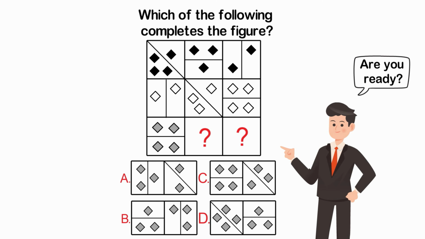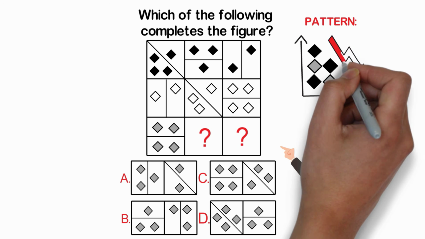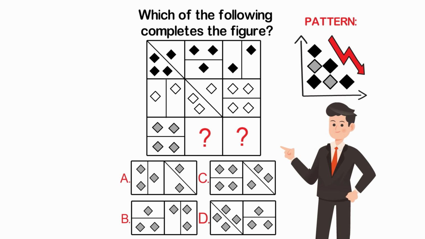As I mentioned, the answer to this question is very simple. The pattern is represented in each row by decreasing number of diamonds. Let's look at the top row. You see that the top left square contains 4 black diamonds. The middle square in the top row contains only 3 diamonds. And then the right square in the top row contains only 2 diamonds.